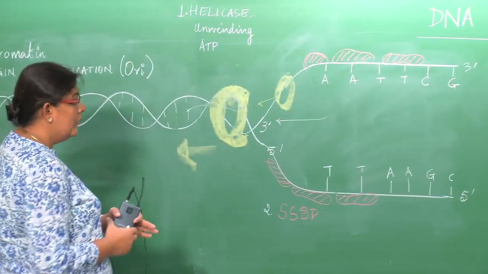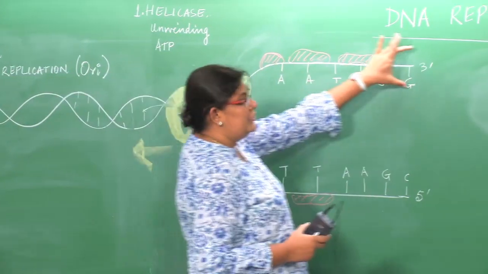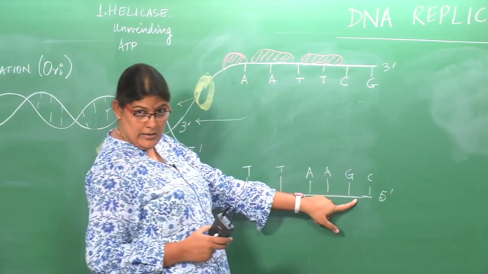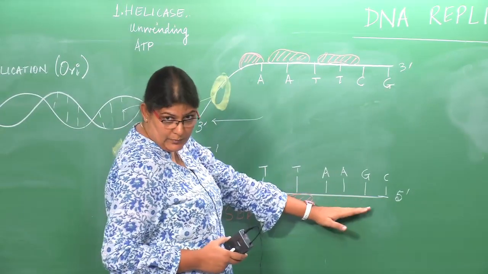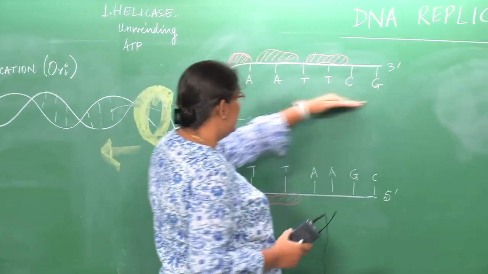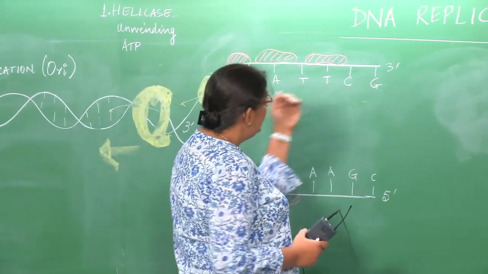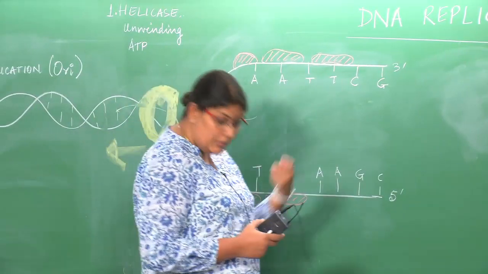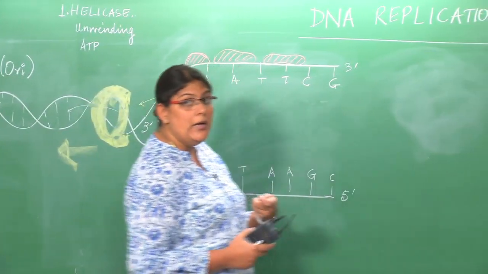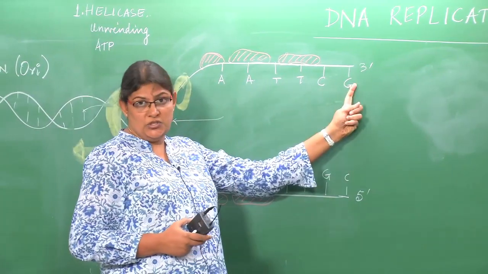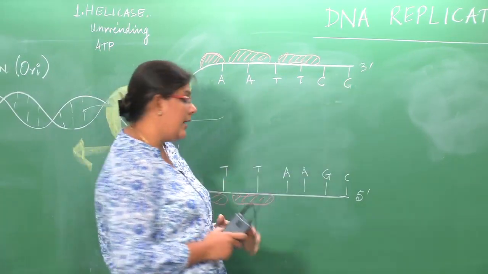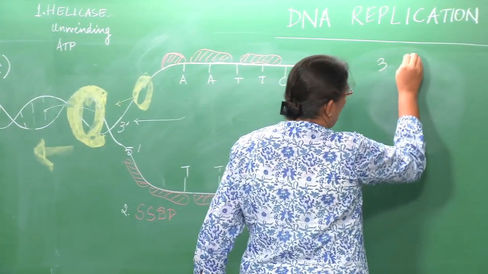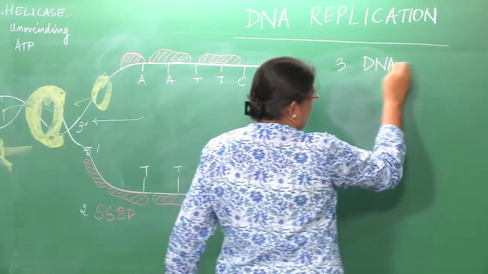So, now this separated strand has to give a new copy. It cannot go back and re-anneal with its partner which was there earlier. It has to give rise to a new strand. Now, this polymerization, this bringing in of new nucleotides as per the sequence dictated by this strand, is done by an enzyme called DNA polymerase.